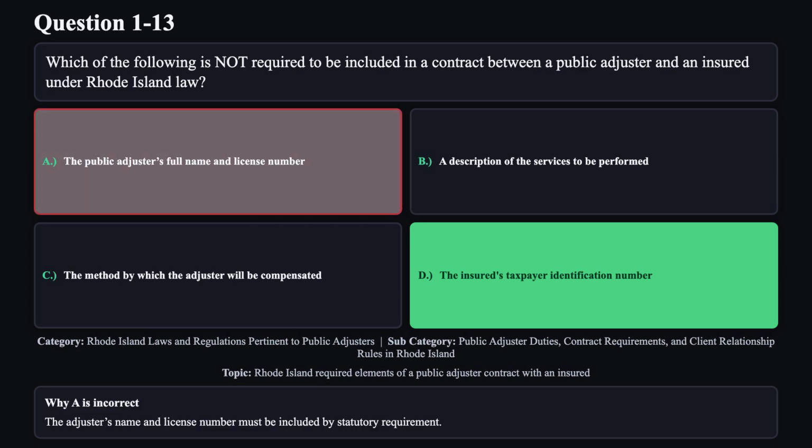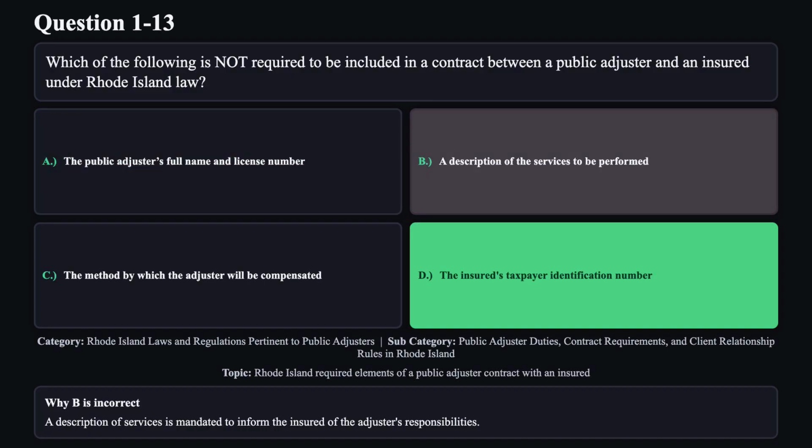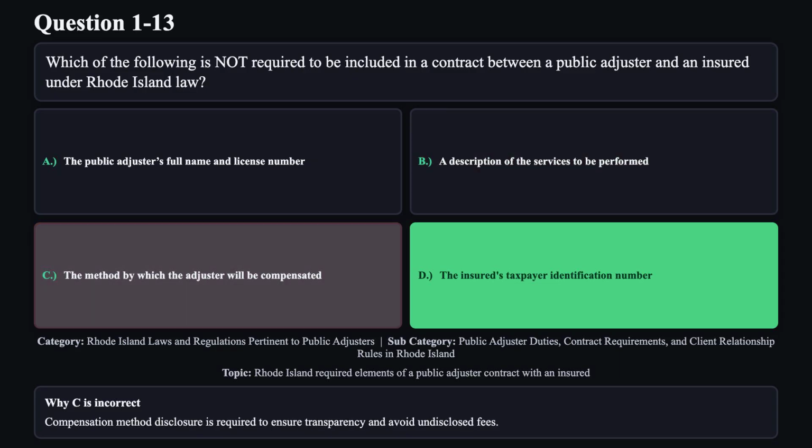The adjuster's name and license number must be included by statutory requirement. Reason B is not correct. A description of services is mandated to inform the insured of the adjuster's responsibilities. Reason C is not correct. Compensation method disclosure is required to ensure transparency and avoid undisclosed fees.